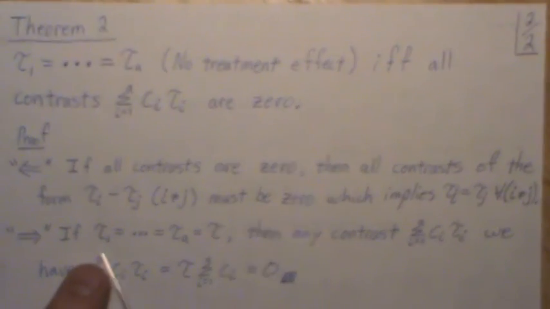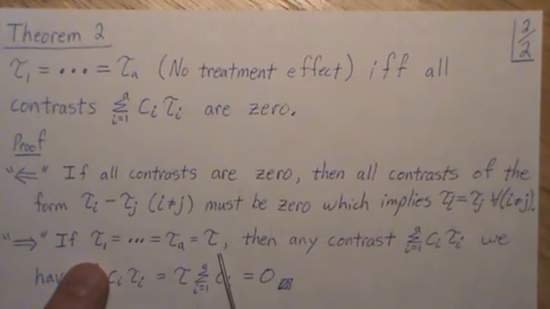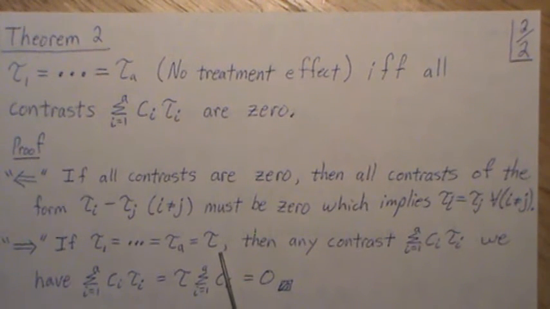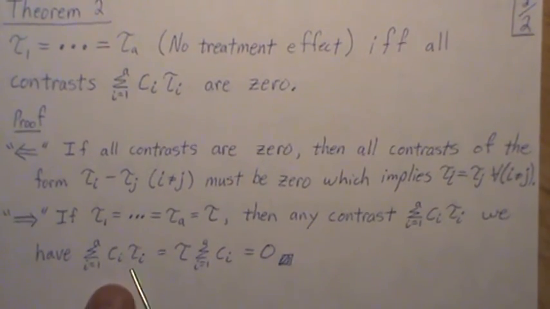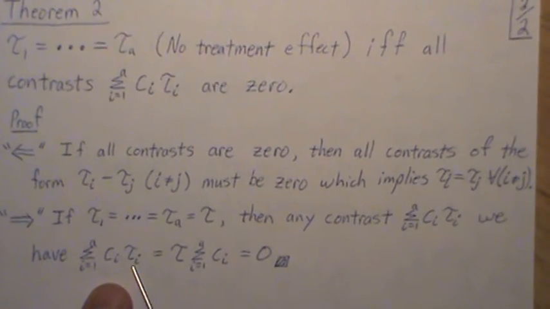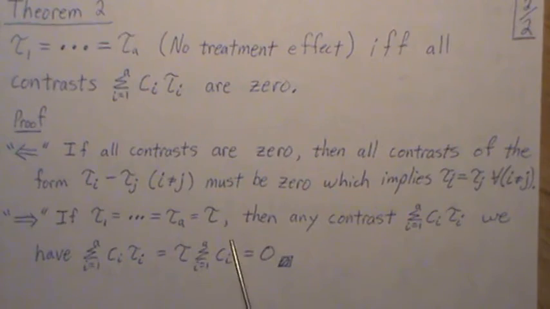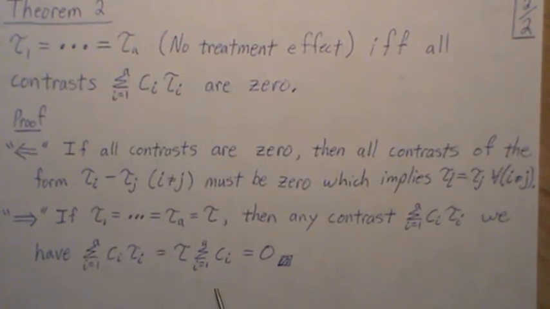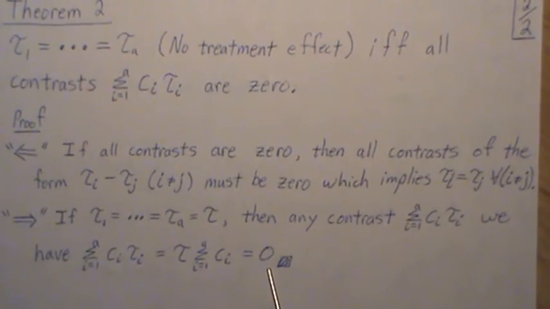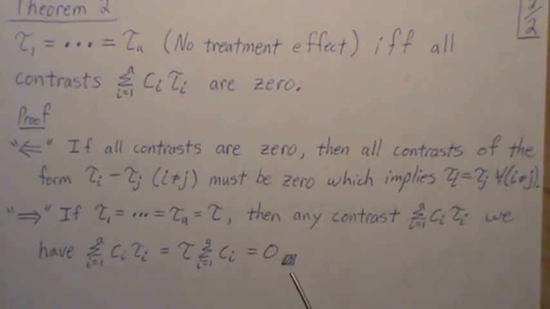So now let's assume that all the taus are equal, meaning there's no treatment effect, and let's call that number tau. Then for any contrast of this form, we have the following. The sum of the c i tau i's, which is a contrast, but since all the taus are equal, there's no index, so we can take it out front. But the coefficients, the c's, must sum to 0 to be a contrast. So that says that all contrasts are 0, and the theorem is proven.